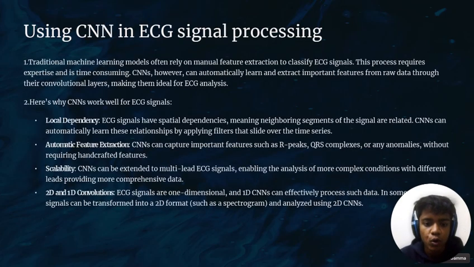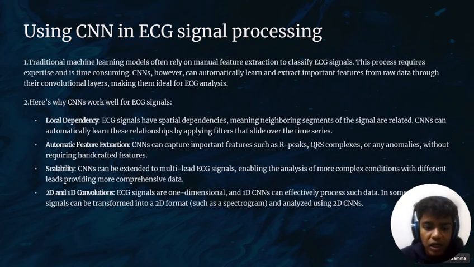Now we'll go through using convolutional neural networks in electrocardiogram signal processing. Traditional machine learning models often rely on manual feature extraction to classify ECG signals. This requires a lot of time and expertise. CNNs, however, can automatically learn and extract important features from the data using convolutional layers, making them ideal for ECG analysis.